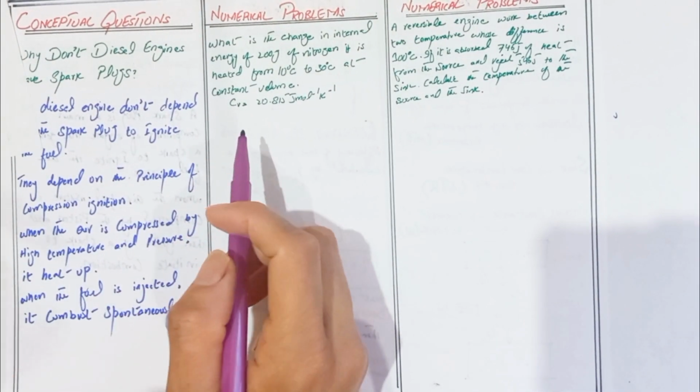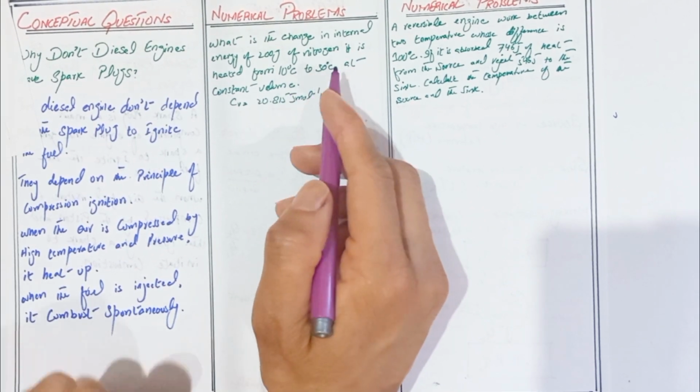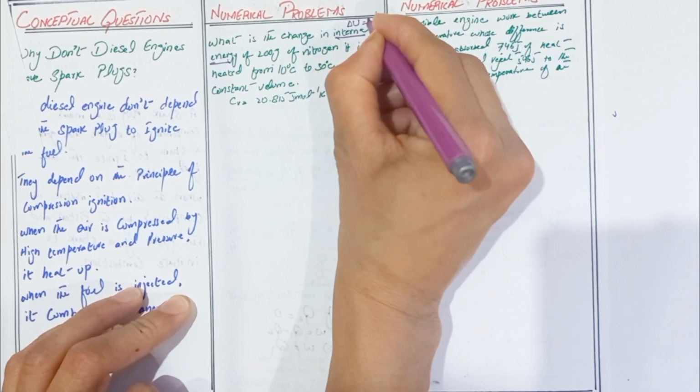Now we discuss the numerical problem: what is the change in internal energy of 200 gram of nitrogen when it is heated from 10 degrees centigrade to 30 degrees centigrade? So here we find the change in internal energy.